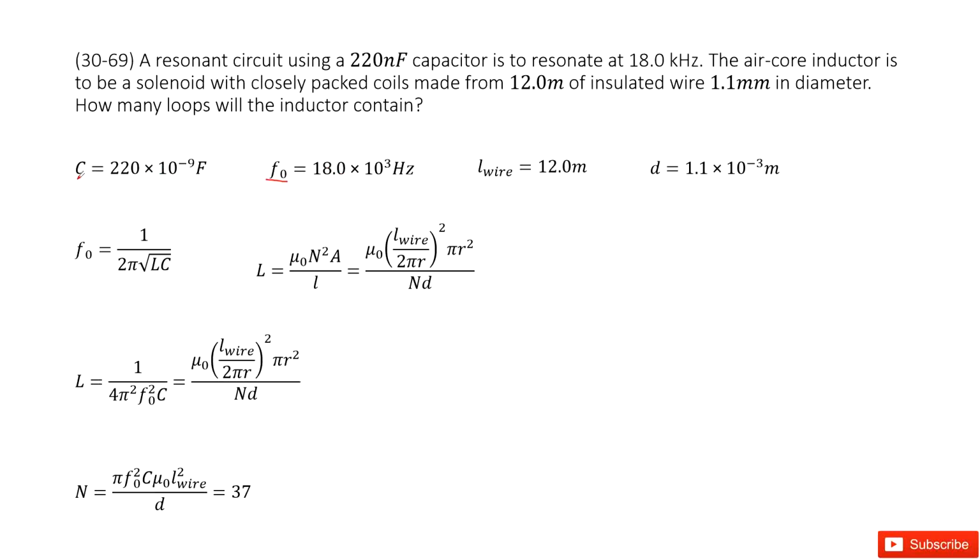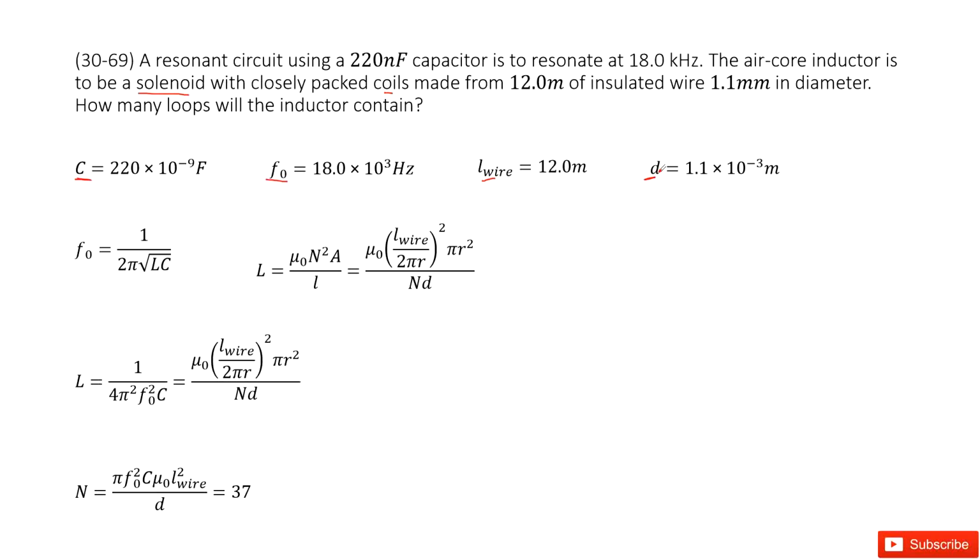And the capacitor is given, write it there, right? Next one, it tells us the inductor comes from a solenoid. And for this solenoid, it is just with closely packed coils, right? And the length of wire is given, and the diameter of the wire is given there. It asks how many loops the inductor will contain. So now it looks like we need to find how many loops are in this solenoid, right?